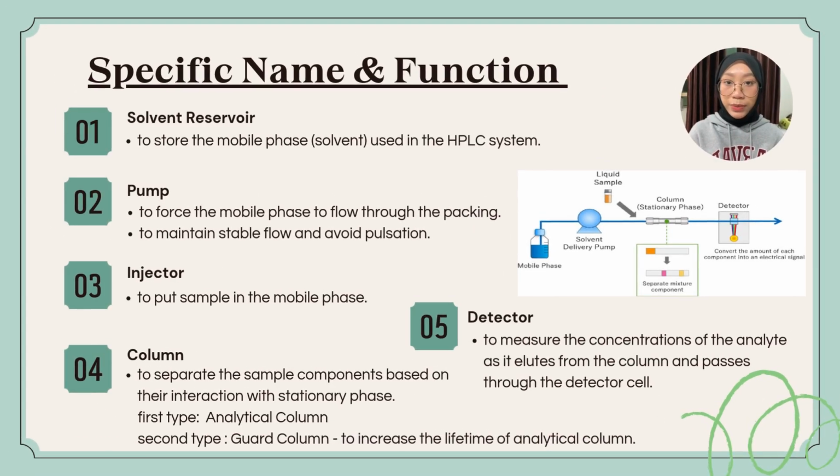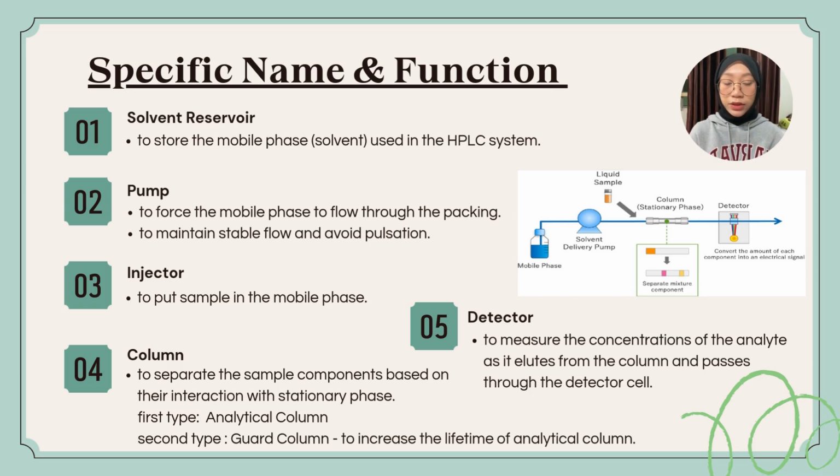Moving on to the next part, which is the specific name and function. First, solvent reservoir. The function of the solvent reservoir is to store the mobile phase or solvent used in the HPLC system. Second, we have the pump. The function of the pump is to force the mobile phase to flow through the packing, also to maintain stable flow and to avoid pulsation. Third, we have the injector. The function of the injector is to put the sample in the mobile phase.